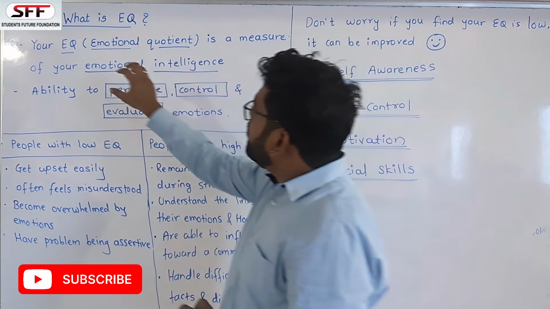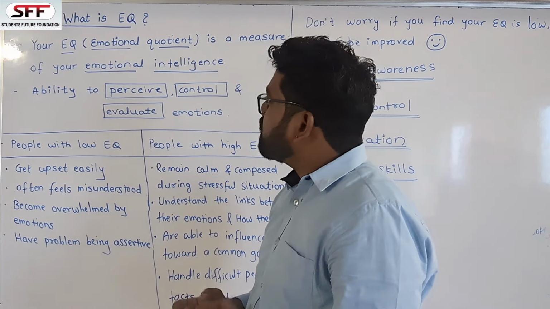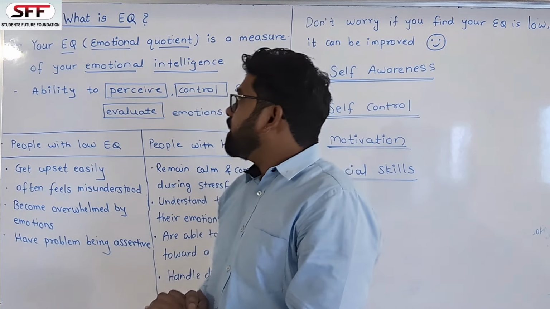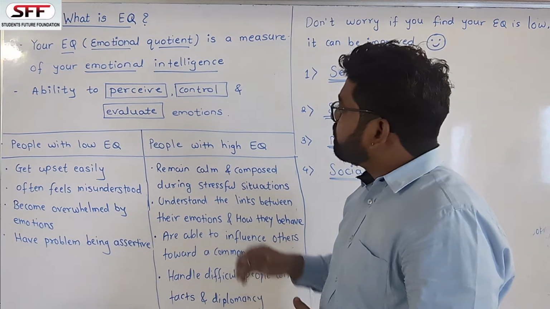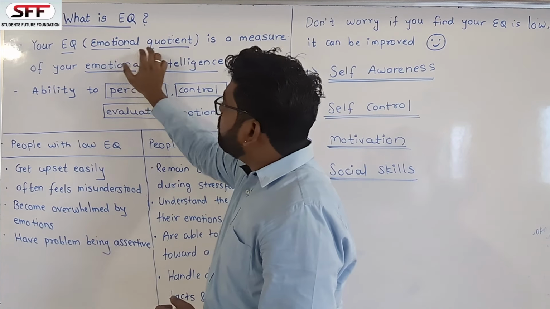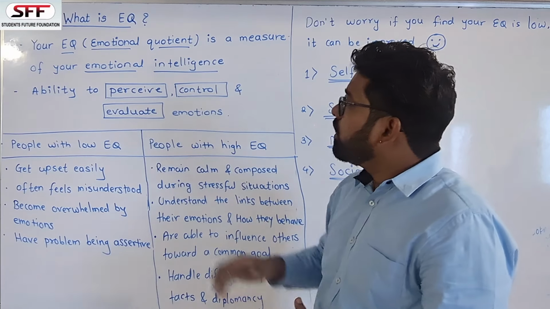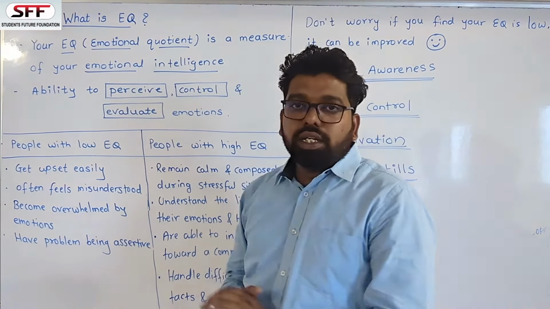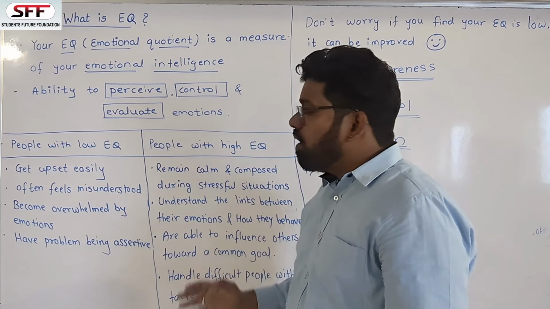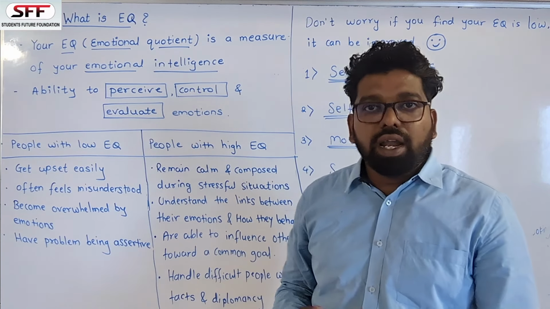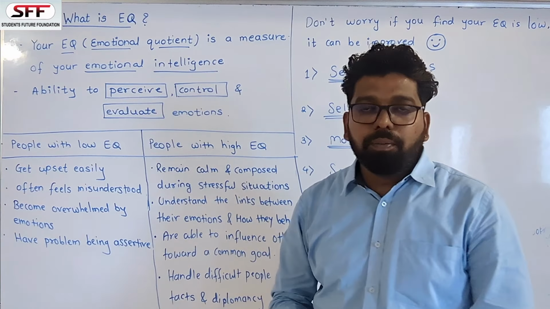Okay. So EQ is emotional quotient, which is a measure of your emotional intelligence. What is the meaning of this sentence? See, EQ is a measure. With EQ, you can measure your emotional intelligence. Later through this chart, we'll identify whether your EQ is low or high.